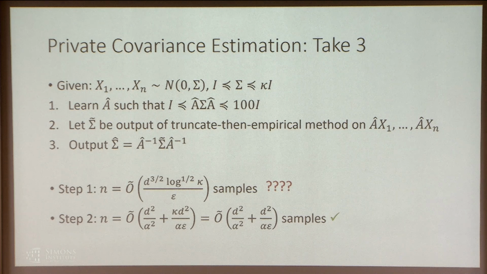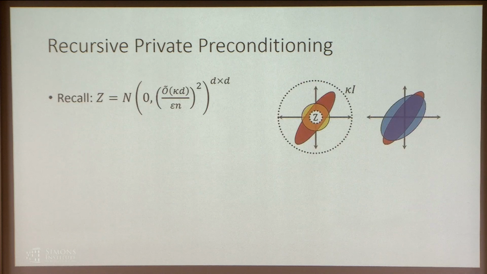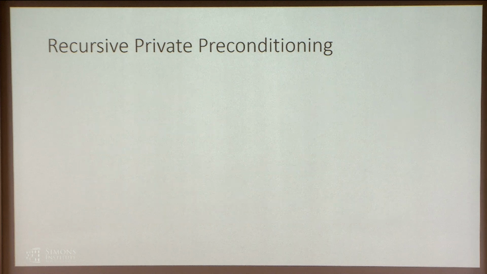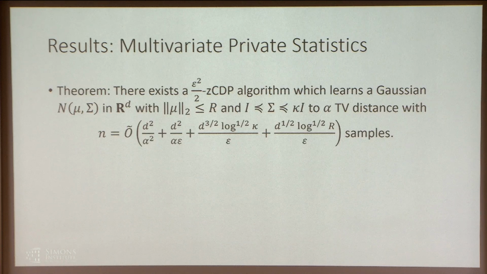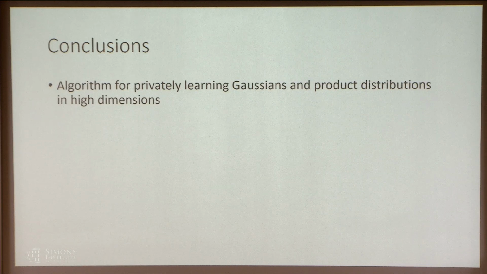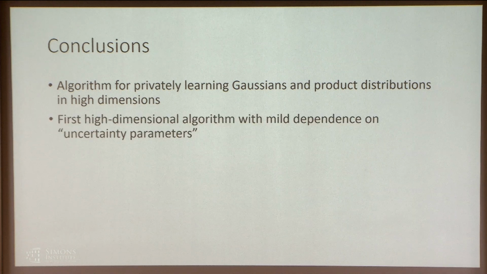So let me hurriedly click through slides where I was going to talk about this. But basically, just to conclude, we have this algorithm which learns the Gaussian with this sample complexity. We give the first algorithm for privately learning Gaussians and product distributions in high dimensions. And it's the first one with mild dependence on these uncertainty parameters, showing that privacy comes at a small cost in these settings. Thank you.